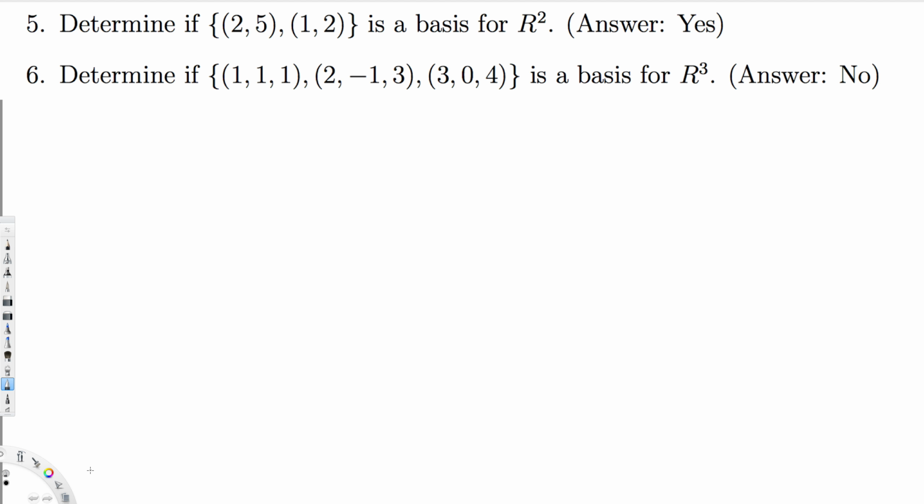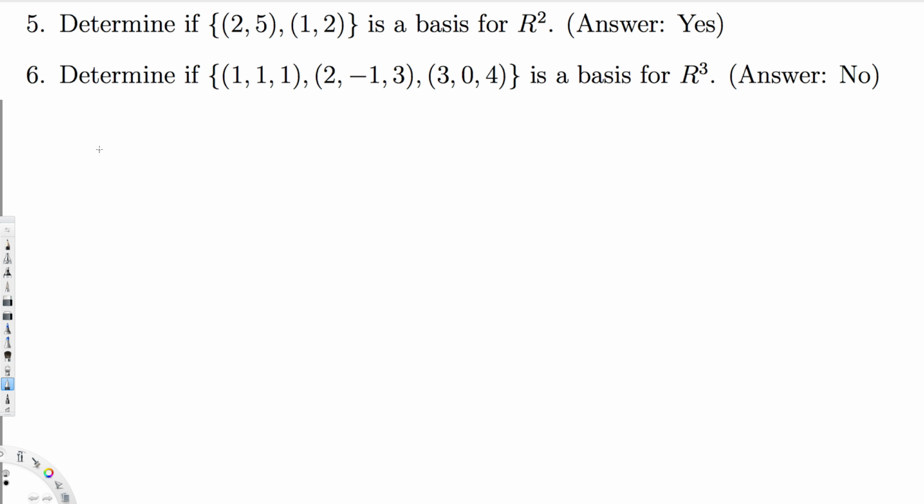We have this question right here. It's asking: determine if {(2,5),(1,2)} is a basis for R2. First of all, we have to know what R power 2, R power 3 means. It basically means that the system has two linearly independent vectors. So first we have to check whether these two vectors are linearly independent. If the two of them are linearly independent, then that is R2.